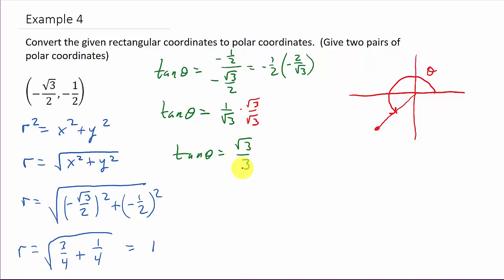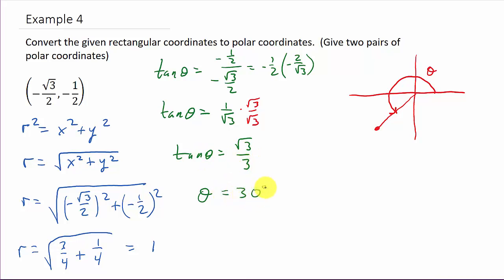Now, if you wanted to, you could use the unit circle and find out what theta is, but we're going to use reference angles. To me, understanding reference angles is more important than learning how to use the unit circle, because the unit circle only works with the special angles. Reference angles work with anything. So whenever we find theta, we know theta is what? The tangent of what is square root of 3 over 3?